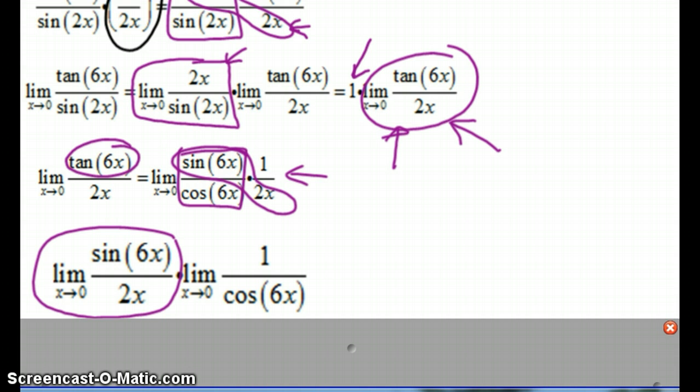But I don't want 2x, I need a 6x. Whatever's in my input for my sine has to be this expression down here. And it's not, so I'm going to have to fix that. And I'll worry about this other piece later.